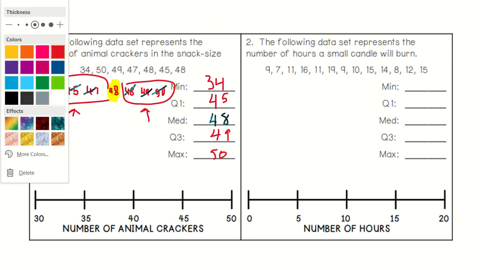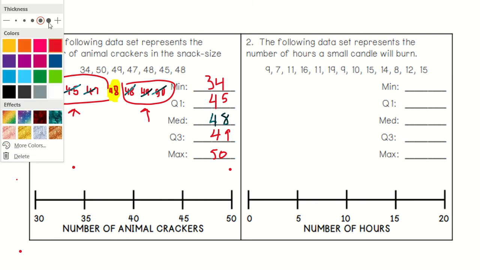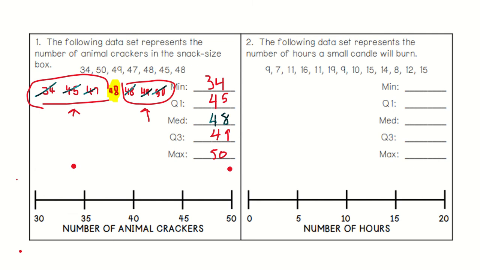Let's graph it on our box and whisker plot. Minimum is going to get a dot, so this is going from 30 to 50. The minimum is a 34, so it would be right here in front of the 35. Maximum is 50, so we'd put a dot right there at the 50. Those are the only 2 dots. Everything else gets lines. Remember that. The only 2 dots are the minimum and the maximum.